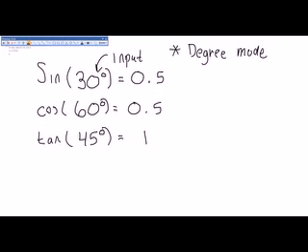Okay? So what we're going to be taking a look at in our following videos is, well, what is sine, what is cos, and what is tan? But for now, what we want to do is just get familiar with the idea that these are functions that require an input and give us a specific output.